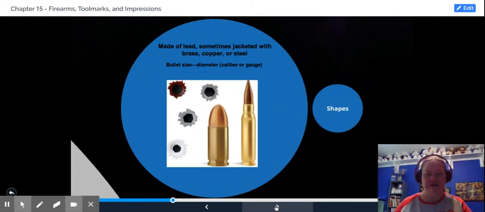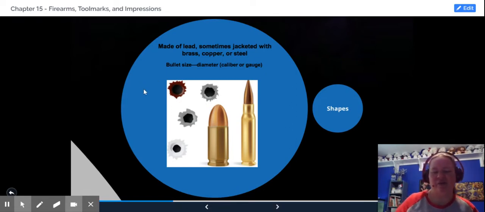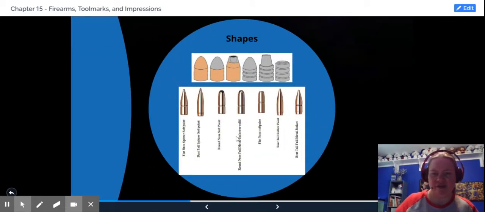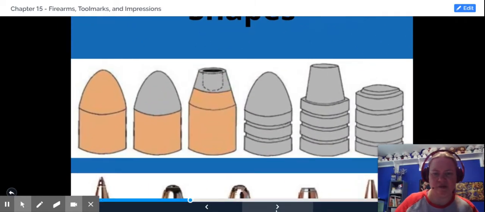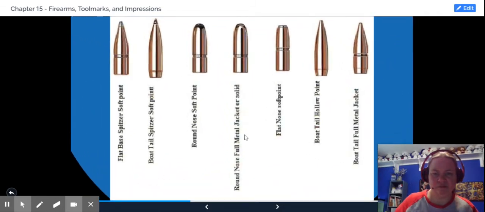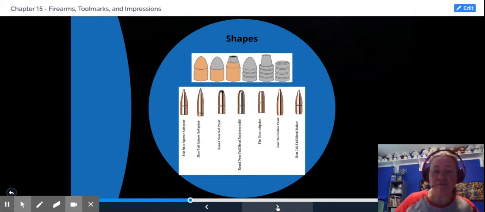They can be made of lead, sometimes brass, copper, or steel. And again, the bullet size is the diameter measured in inches. It can be measured as caliber if it's a bullet, or it can be measured in gauge if it's a shotgun. And these are the different shapes of the bullets. That can help determine how they spin and move through the air, and also how much damage they can cause when they hit an object.